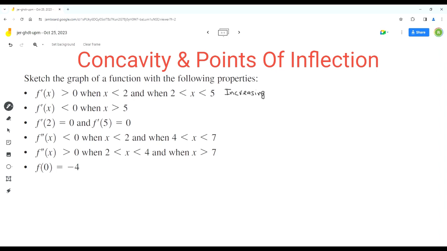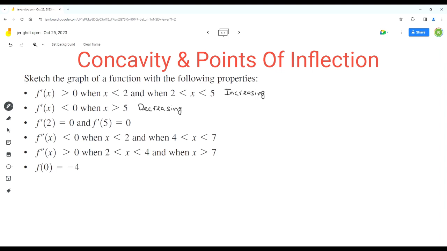As per the second property, the derivative of f at x is less than 0 when x is greater than 5. So this is the interval over which the function f at x is decreasing, because the derivative of f at x is less than 0.